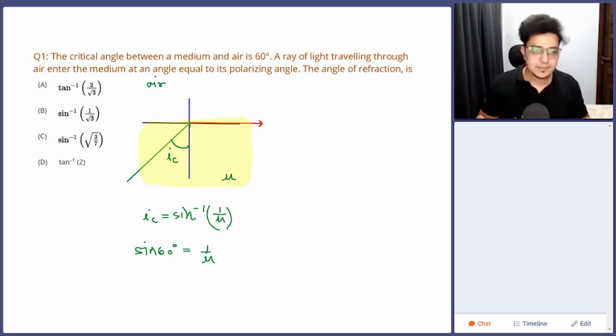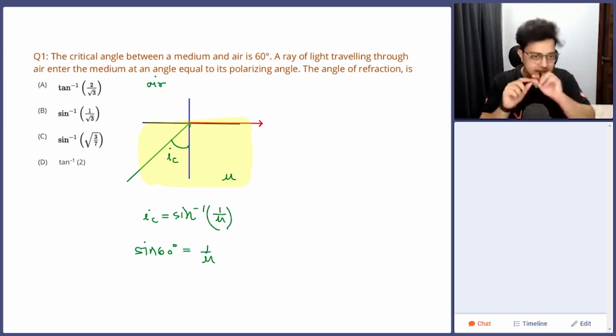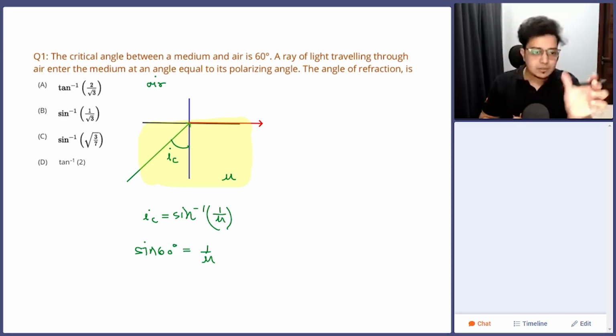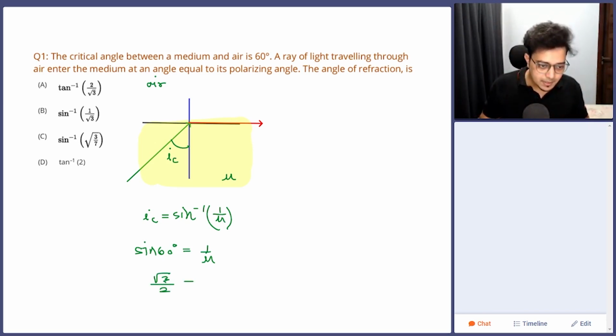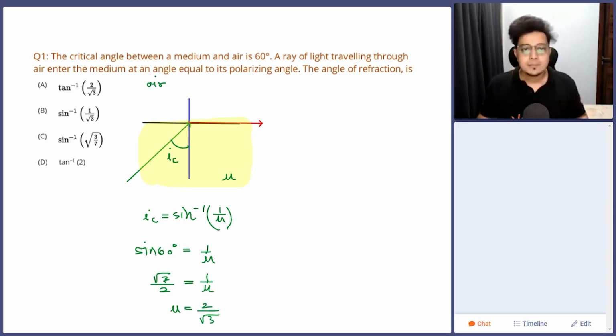Okay, we haven't read the complete question yet, but just by the first line we can solve this much. There is a critical angle given between two media. One is an unknown medium and air, and that value is 60 degrees. So based on that, we can draw the diagram and write the critical angle formula. Sine 60 is equal to 1 by mu. So sine 60 is root 3 by 2, equal to 1 by mu. So we know the refractive index of the material, medium.